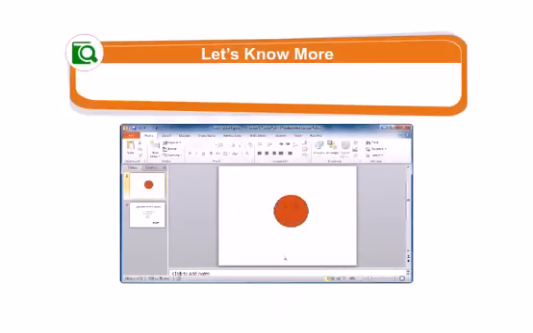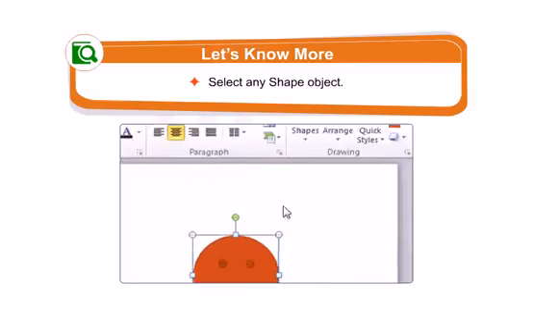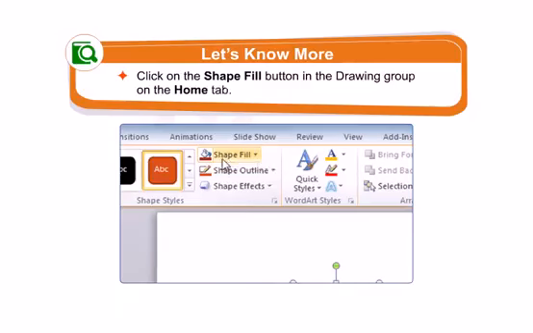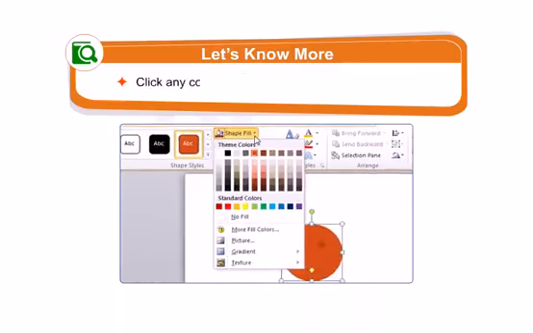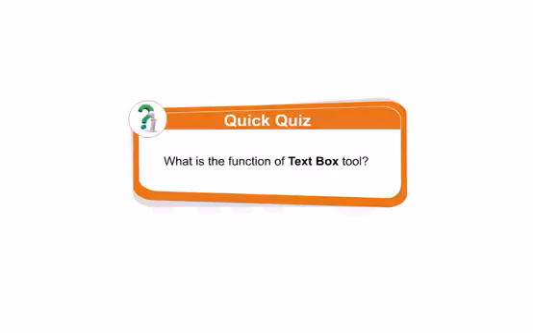Students know the fact that to fill color in a shape object, select any shape object. Click on the Shape Fill button in the Drawing group on the Home tab. Click any color of your choice and see the change. Students, can you tell me what is the function of text box tool?